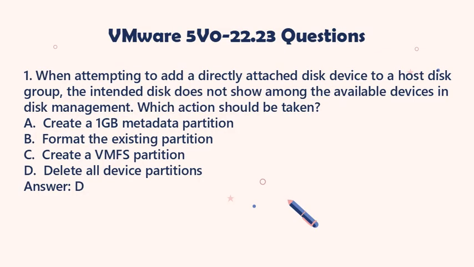1. When attempting to add a directly attached disk device to a host disk group, the intended disk does not show among the available devices in disk management. Which action should be taken? A. Create a 1 GB metadata partition. B. Format the existing partition. C. Create a VMFS partition. D. Delete all device partitions. Answer: D.